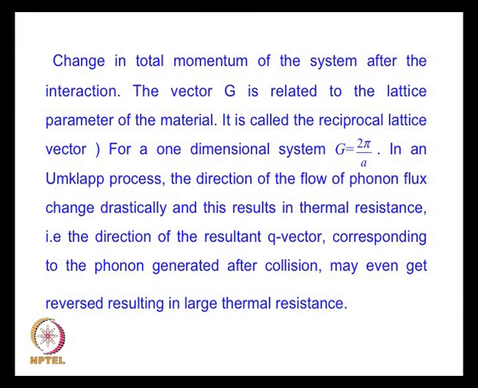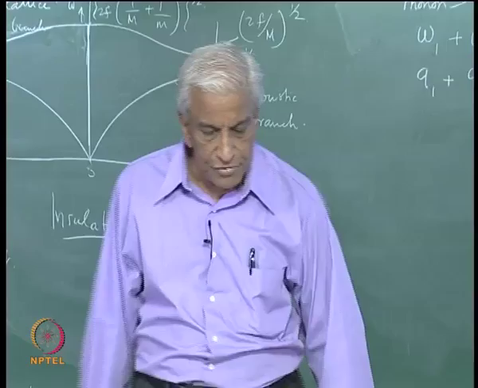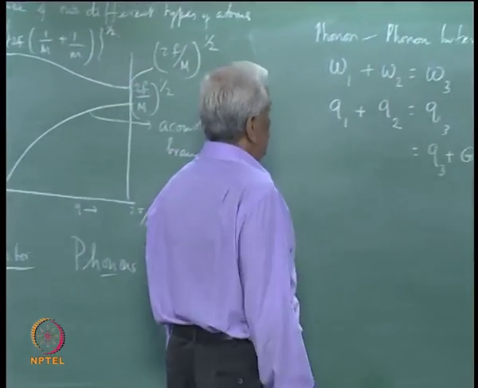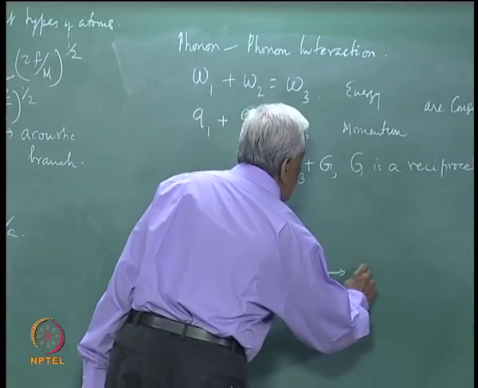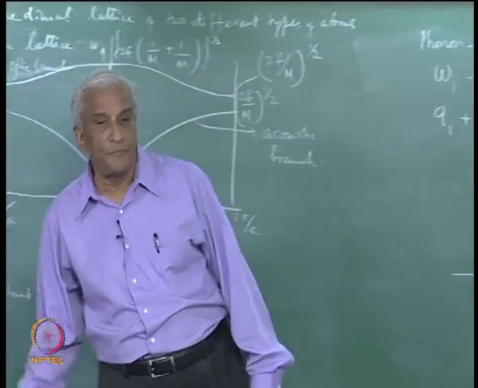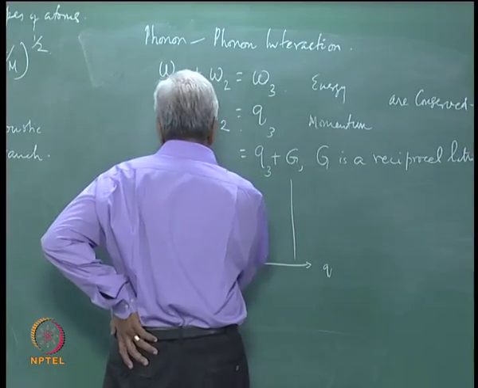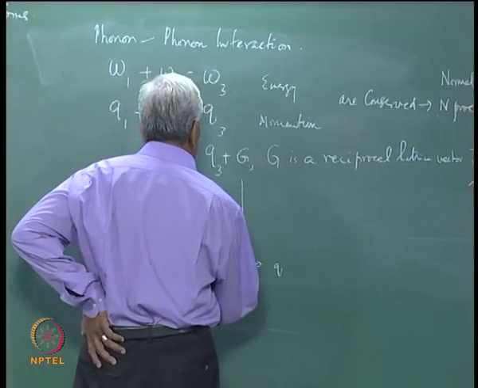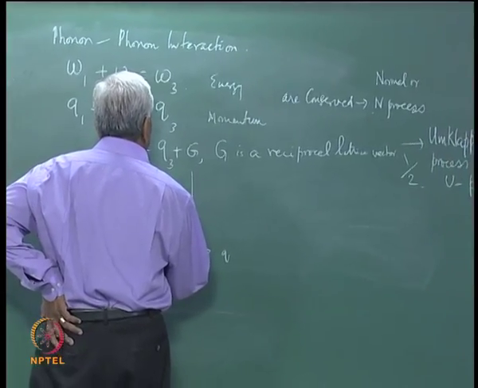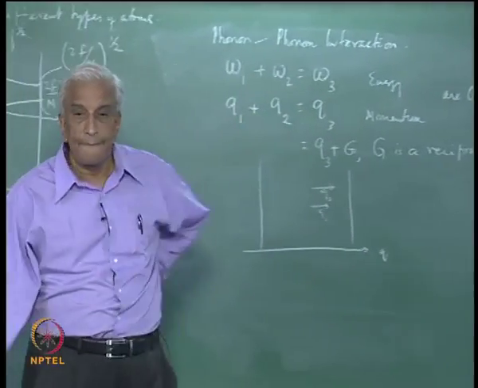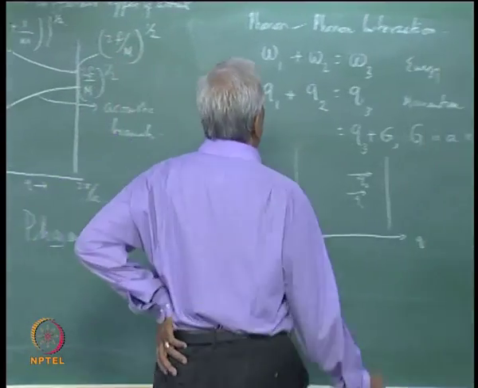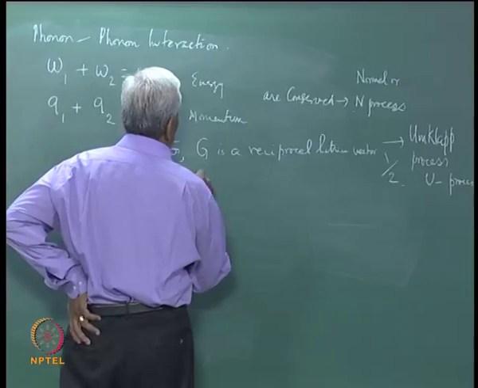Let us spend a little time on this Umklapp. Umklapp is a German word which means folding up. So, let us just look at what this means. You have q space, let me just plot it in one dimension. So, this is the zone boundary, I have q1 and q2. And now I have q3, the result of these additions.